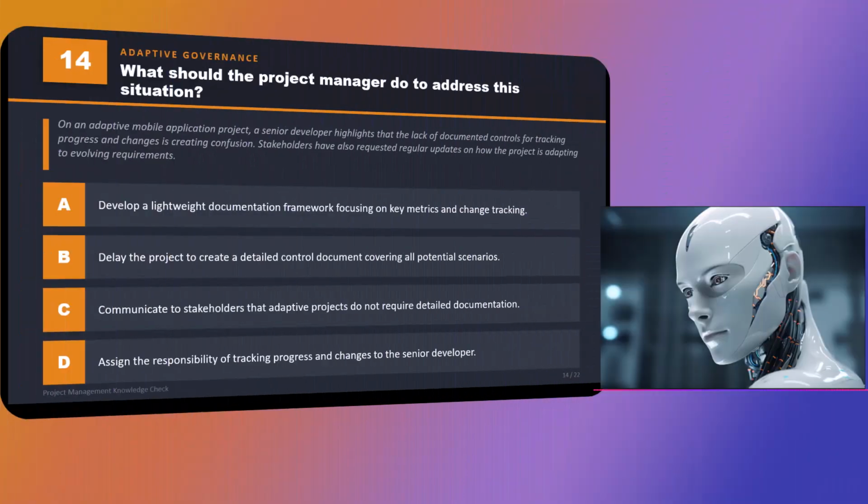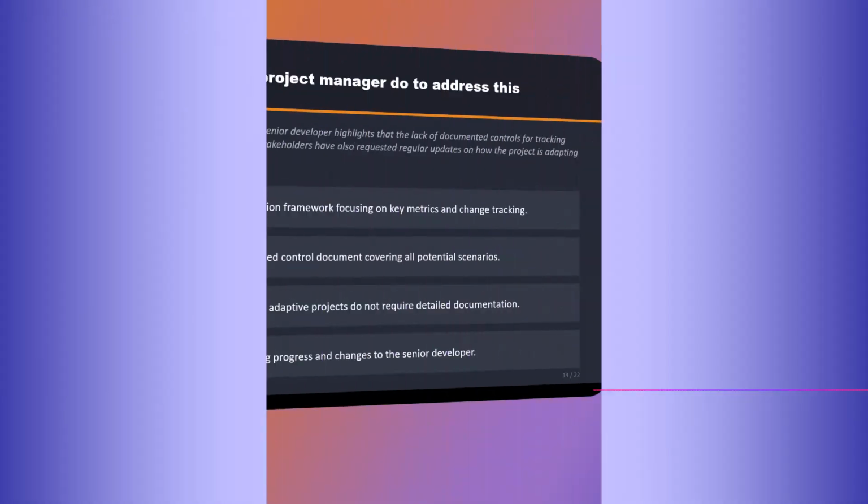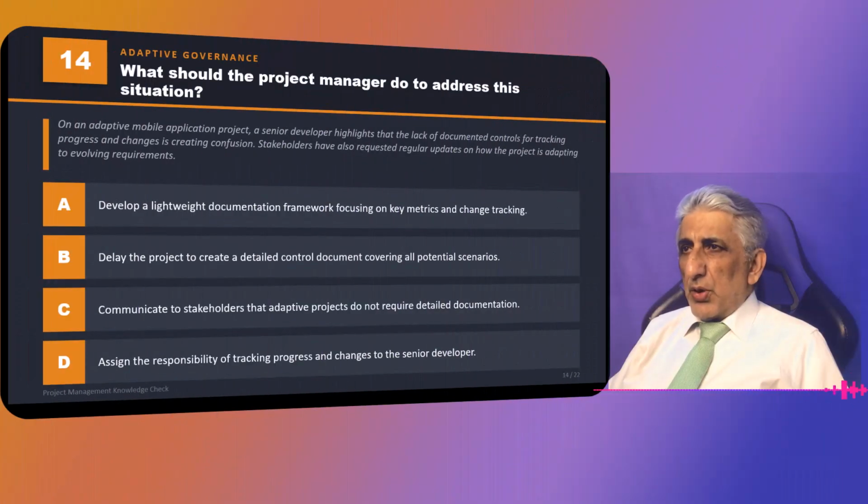Question 14. On an adaptive mobile application project, a senior developer highlights that the lack of documented controls for tracking progress and changes is creating confusion. Stakeholders have also requested regular updates on how the project is adapting to evolving requirements. What should the project manager do to address this situation? The question is about documentation in Agile.